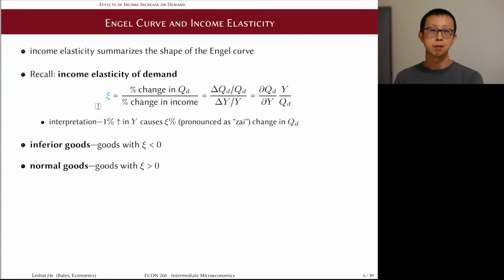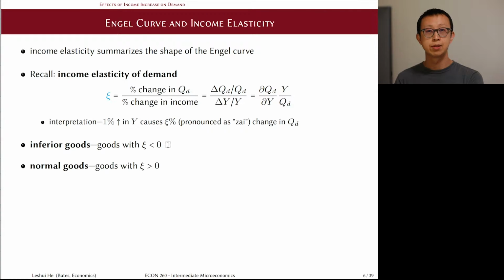The sign of the income elasticity is determined entirely by the derivative of demand with respect to Y, because this ratio is always positive with the positive budget or income and the positive quantity. If the derivative is positive, meaning that QD increases as Y increases, then the elasticity will be positive. On the other hand, if QD decreases as Y increases, then the elasticity is negative. And this sign could go either way for different goods. So the income elasticity of demand may be negative or positive.